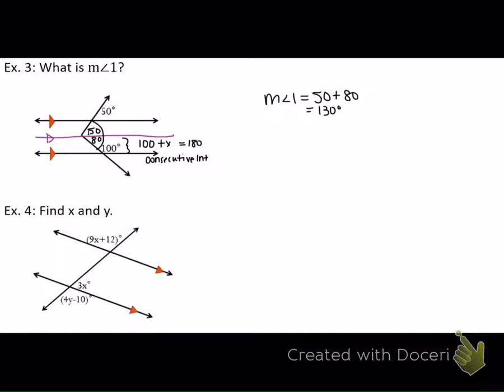All right, next one here. We have x's and y's, don't we? So you need to find x first and then y. Why do you have to find x first in this case? Come on, guys. Why do you have to find x first?